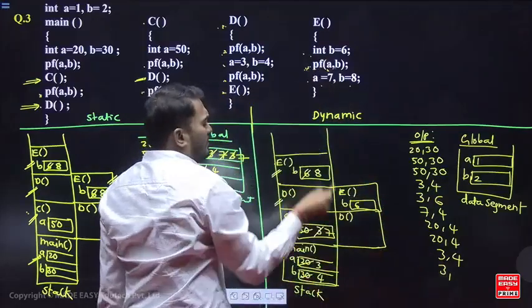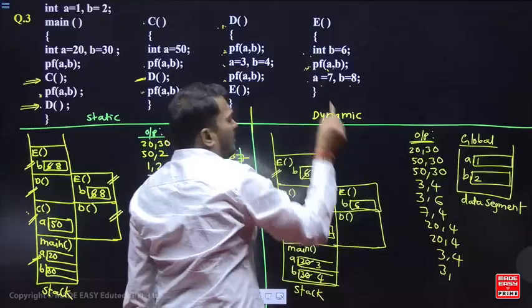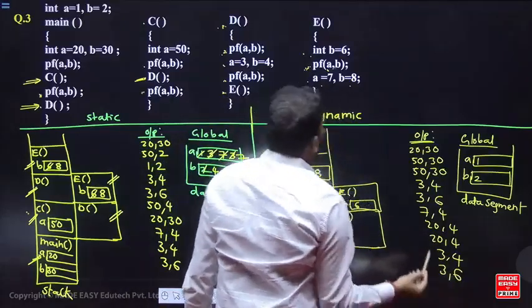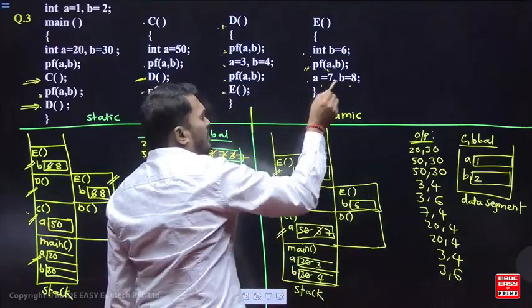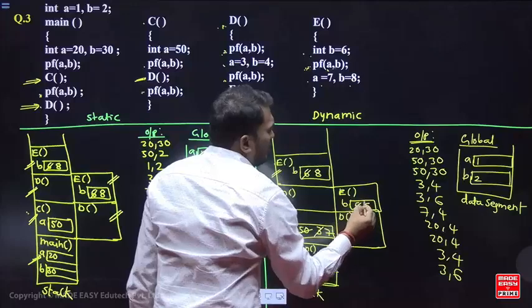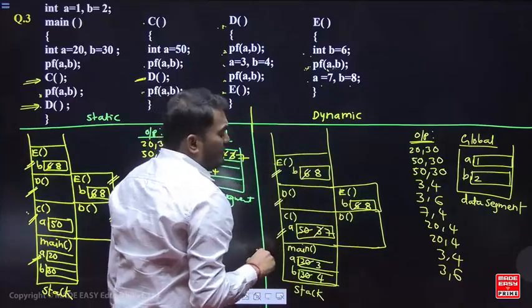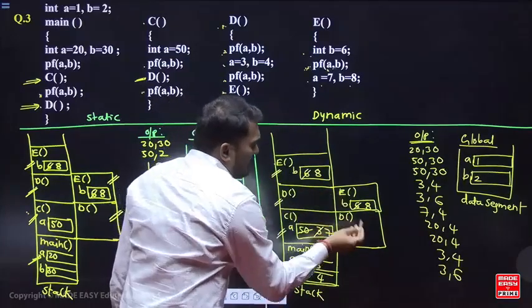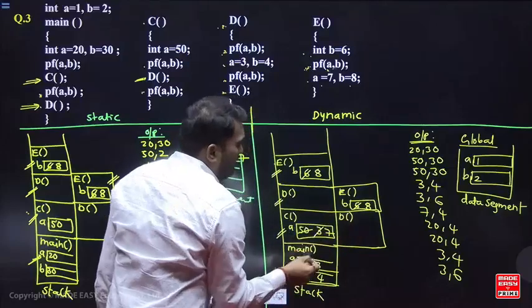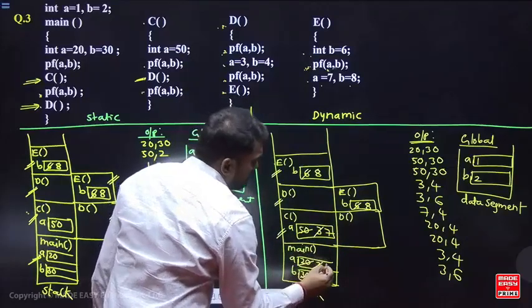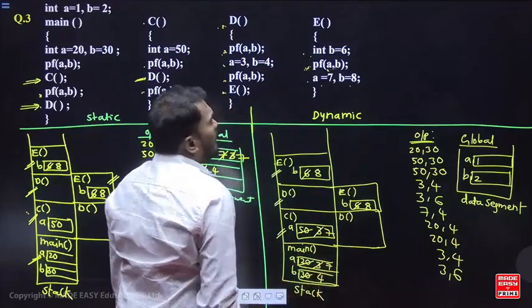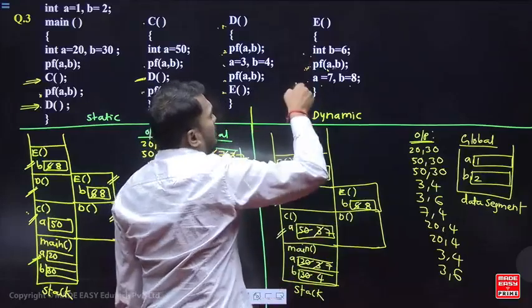And next B is a local variable in the function E. So you take from there. That is 6. And next, A equal to 7, B equal to 8. So B value will change here. B is a local, but A is a free variable, so you update it in the previous calling, in the main function. It will change to 7.